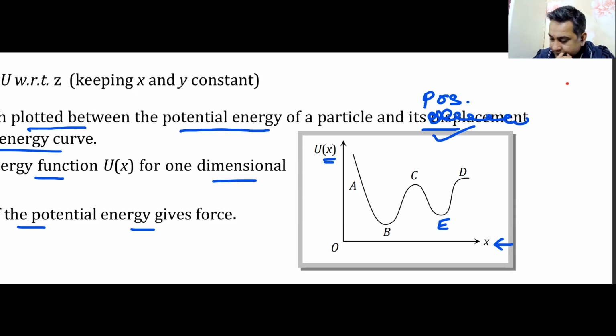BC. BC? Okay, I give you that. Is there any other region apart from BC? Open your eyes. It's right in front of your eyes. Where the slope is positive, force is negative and force is attractive. BC is correct. Do you find any other region?